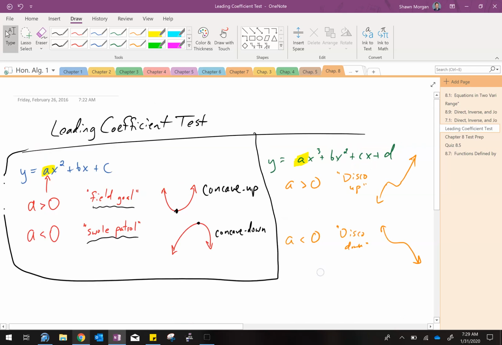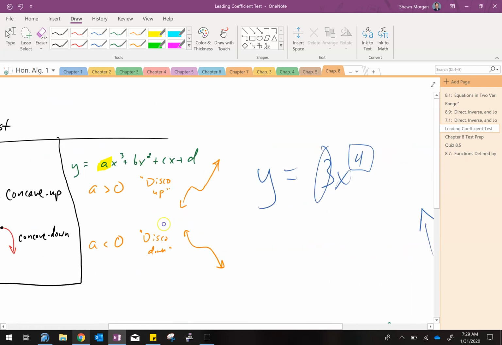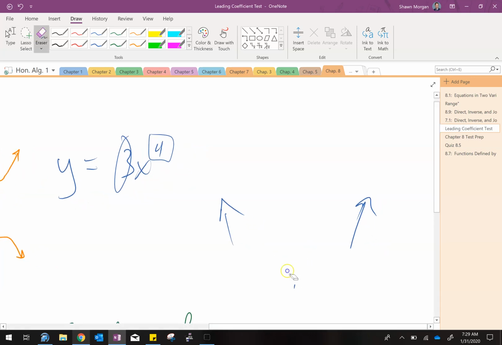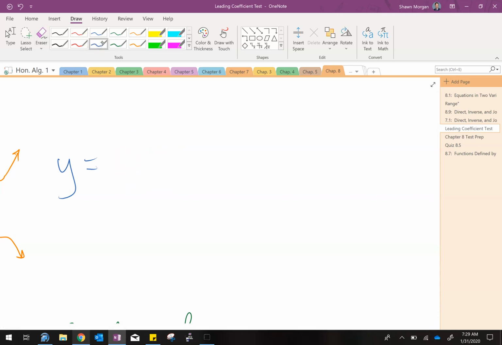All right. Now, that being said, we can give some examples. Like in a previous class, I've done these types before. Let me give you just a random example of something maybe to a higher power. Okay, so maybe we'll do negative 6x to the 8th. Could you describe the end behavior as that field goal, swole patrol, disco up, or disco down based on the degree and the coefficient? What do you think? Peter?